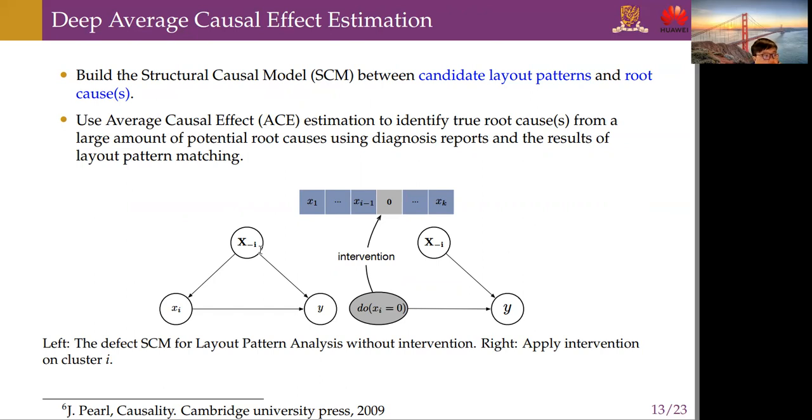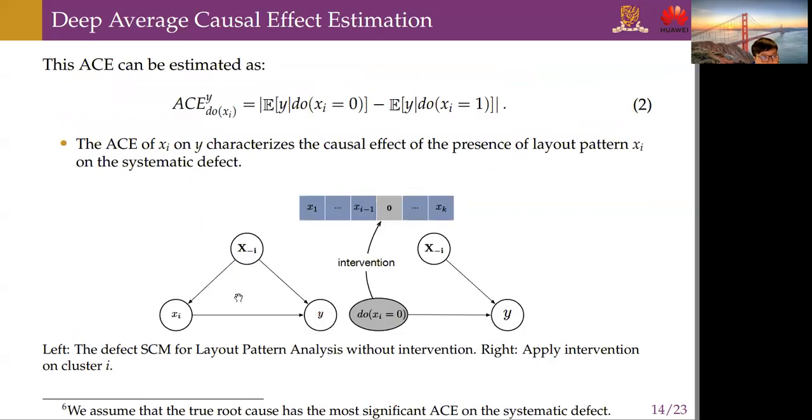Average causal effect estimation is proposed to identify true root causes from a large number of potential root causes using diagnosis reports and the results of layout pattern match. The average causal effect of each snippet on the target, whether it is the root cause or not, characterizes the causal effect of the presence of each layout pattern on the systematic defect. The average causal effect is estimated through intervention on each element of the membership matrix. Ideally, the true root cause will present the most significant average causal effect on the systematic defect.